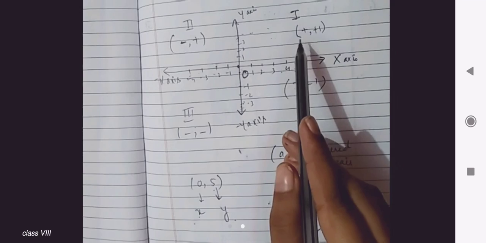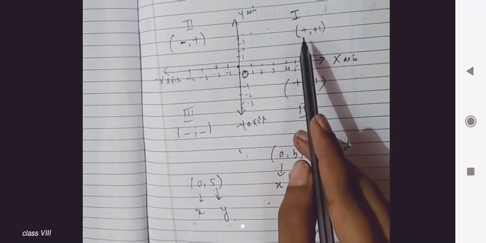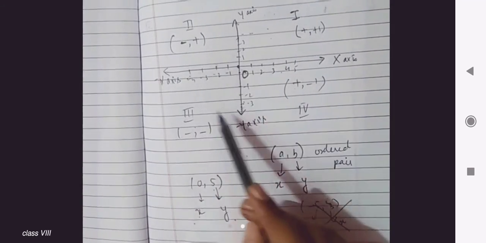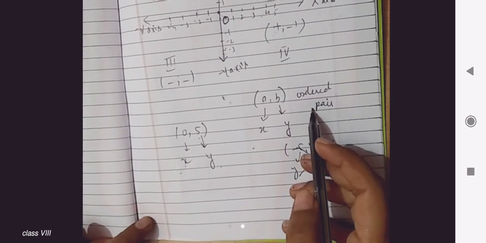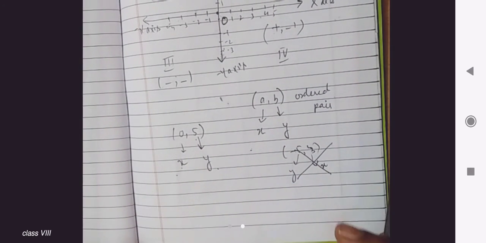If you want to plot points, first you will mark the x value, then y. So this is your ordered pair, and these are the quadrants, and these are the signs. I don't think there is any problem in remembering the signs: positive positive, negative positive, negative negative, positive negative. Simple. This is known as an ordered pair, or you can say coordinates.